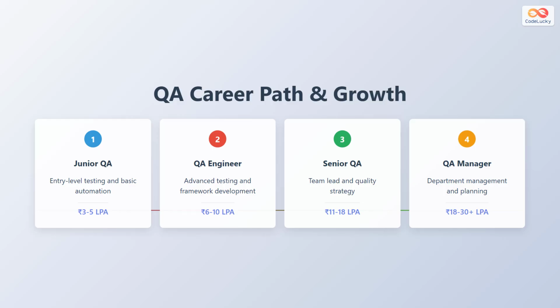Senior QA engineers lead teams and contribute to quality strategy decisions, earning 11 to 18 lakh rupees per year. At the top, QA managers oversee entire departments, plan quality initiatives, and manage budgets, earning 18 to 30 lakh rupees or more annually. This career path shows how QA professionals can grow their skills and compensation significantly.